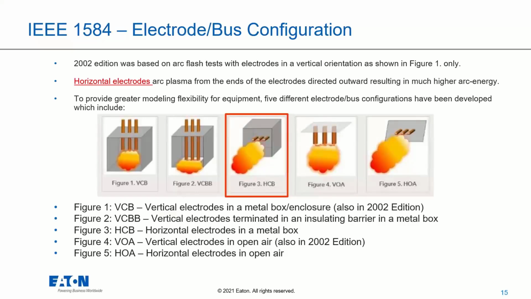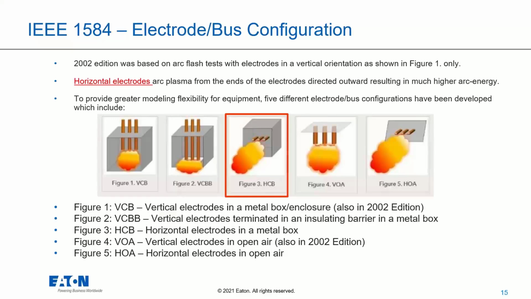If you look at figures 4 and 5, VOA and HOA, which stand for vertical or horizontal electrodes in open air, this may be more common for an open style substation transformer, something with cover mounted bushings, where potentially the arc will be less likely to happen, or the style of unit really doesn't have anything to contain that arc energy and propagate it towards the user. In that case, it might actually be a little bit better of an energy value than what we initially thought in those 2002 models. The energy might be a little bit less.